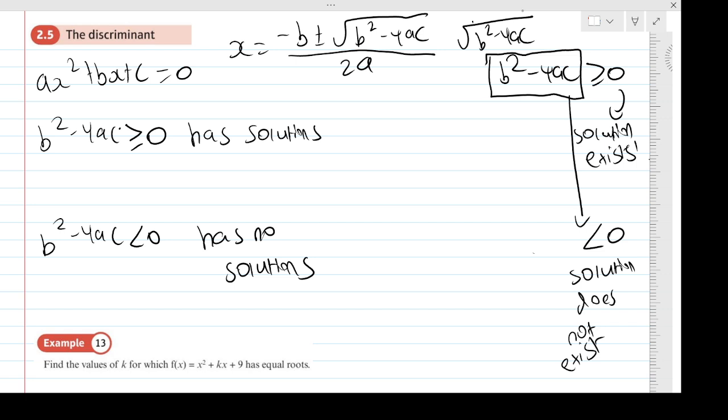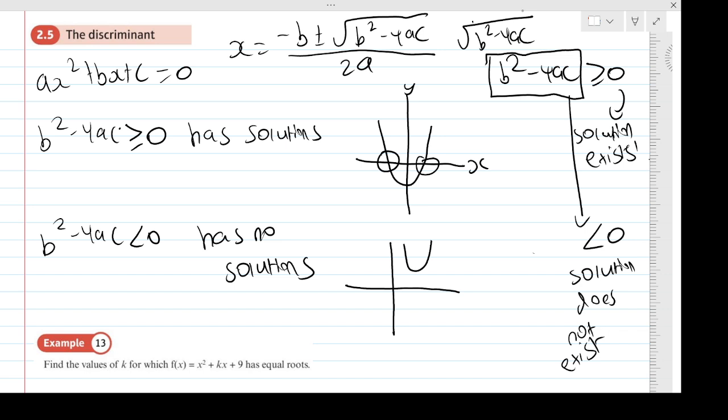If you think about that graphically, if it has solutions, then it's going to cross through the x-axis. That's what setting it to zero means: when you solve the quadratic equal to zero, it's crossing through the x-axis. When it has no solutions, you're going to have a situation where it doesn't cross the axis at all. If the quadratic looks like this, a frowny shape, it doesn't have to cross through the x-axis. So in this instance, it has no solutions.